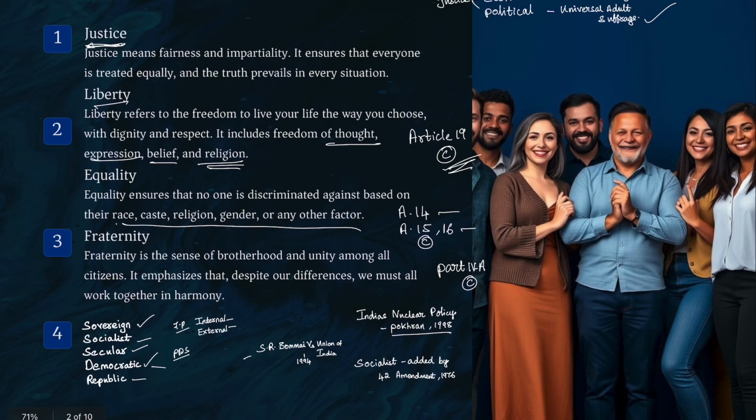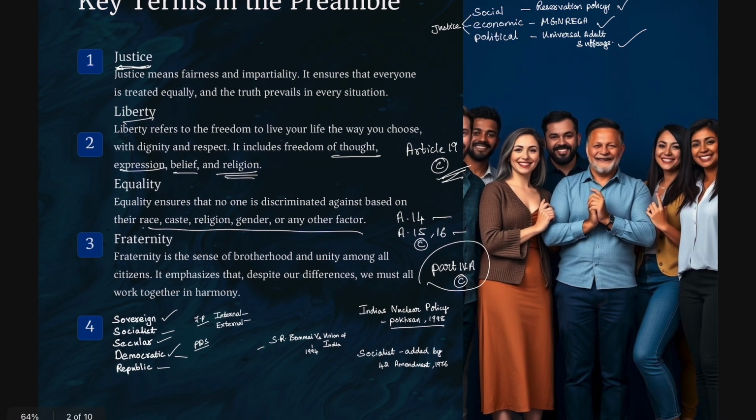The next one is fraternity. The preamble emphasizes fraternity, which means the spirit of brotherhood among all citizens, ensuring the dignity and unity among individuals. The fundamental duties outlined in Part 4A of the Constitution include a duty to promote harmony and the spirit of common brotherhood among all people of India, transcending religious, linguistic, and regional differences.